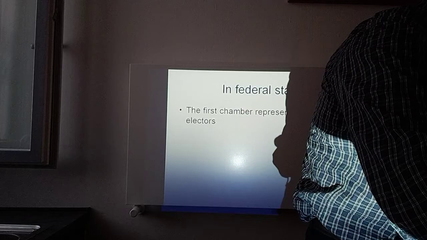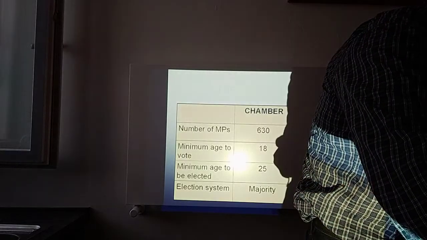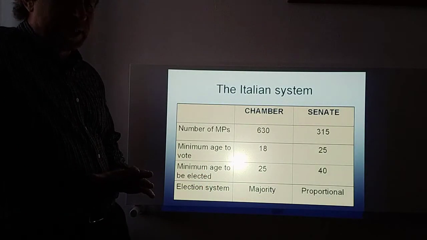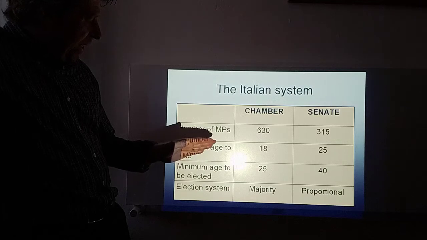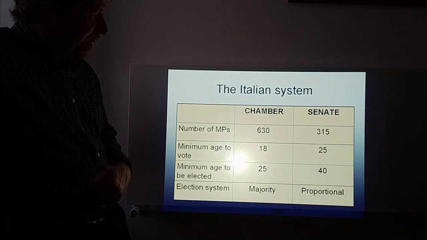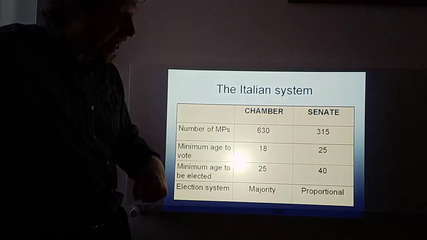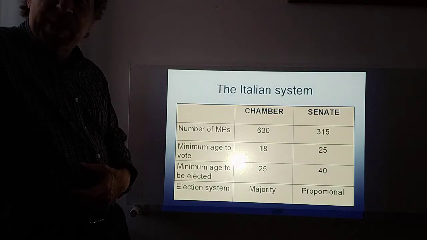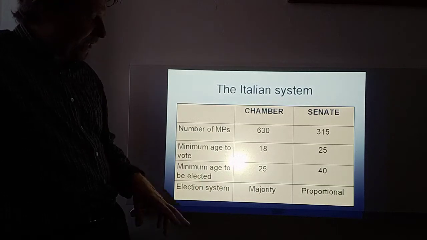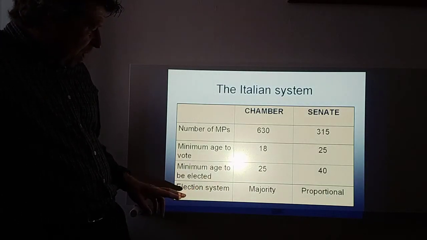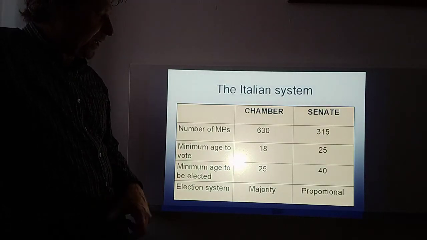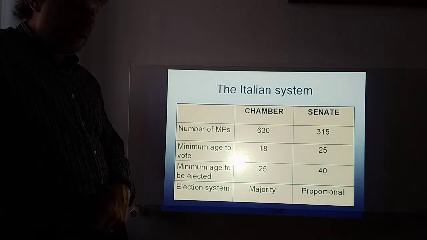Now, we can see the characteristics of the different chambers in Italy in the minimum age to vote. So the minimum age to vote for the Chamber of Deputies is 18, whereas in the Senate it's 25. So they're looking for people who are older, a bit more experienced, before they can have their say and be represented. And the minimum age to be elected, so you've got to be 25 to be in the Chamber of Deputies, but in the Senate you must be 40.